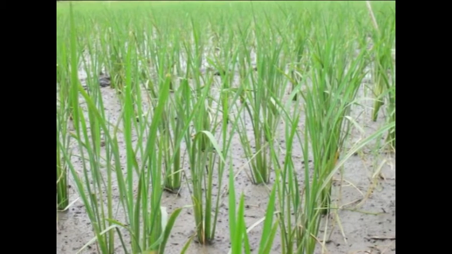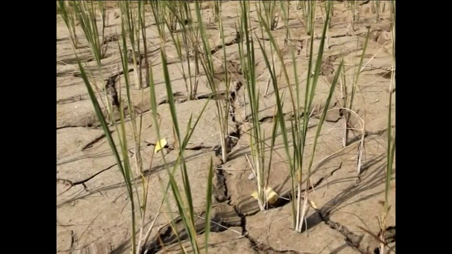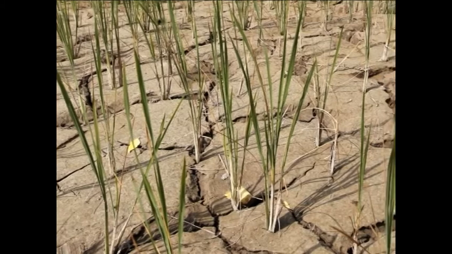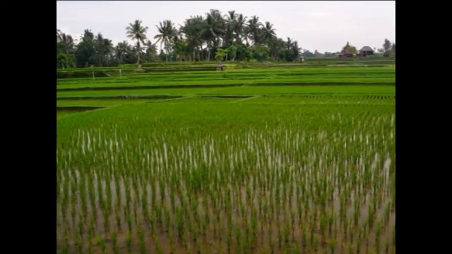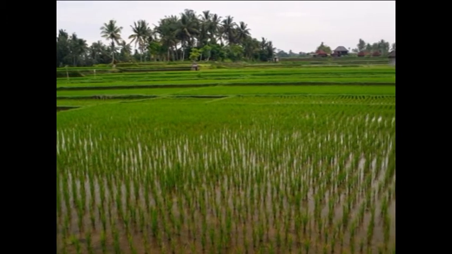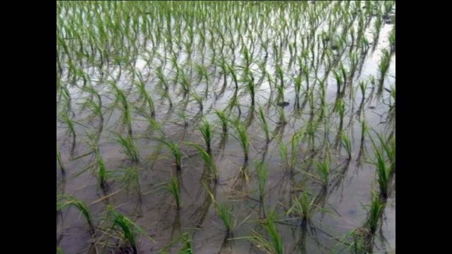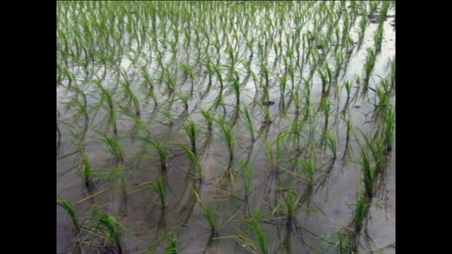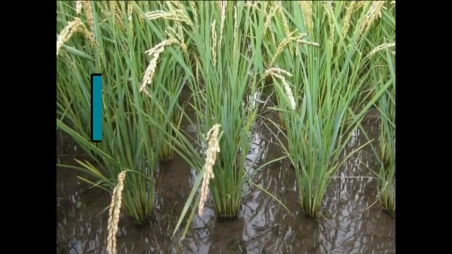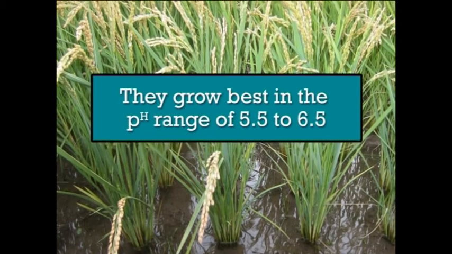Soil which can be easily puddled into mud and develop crack on drying are considered ideal for raising this crop. Rice, being semi-aquatic, grow best in submerged conditions. They can tolerate a wide range of soil pH, but they prefer acidic conditions. They grow best in the pH range of 5.5 to 6.5.